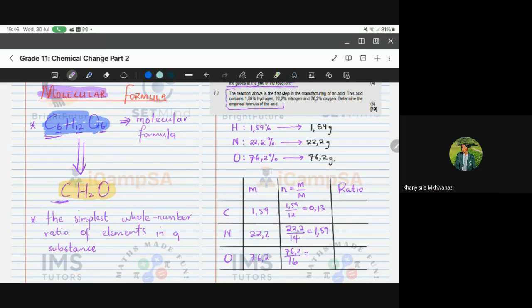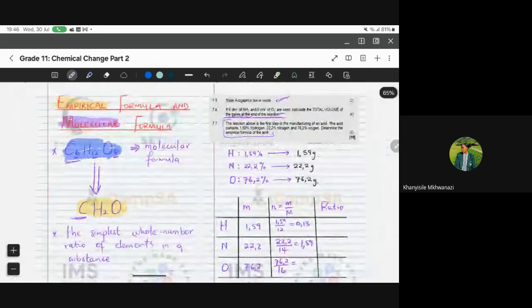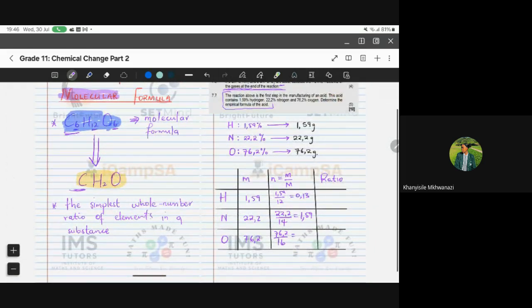Sorry, hello? It's supposed to be hydrogen, not carbon. Yes, thank you very much. Hydrogen and not carbon. Now, that means here we need to change this to 1, and this will just be 1.59. Thank you for pointing that out.